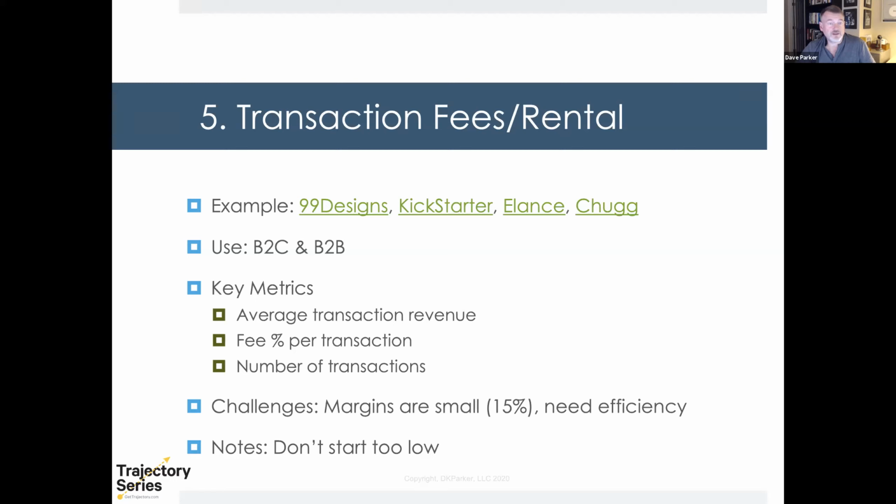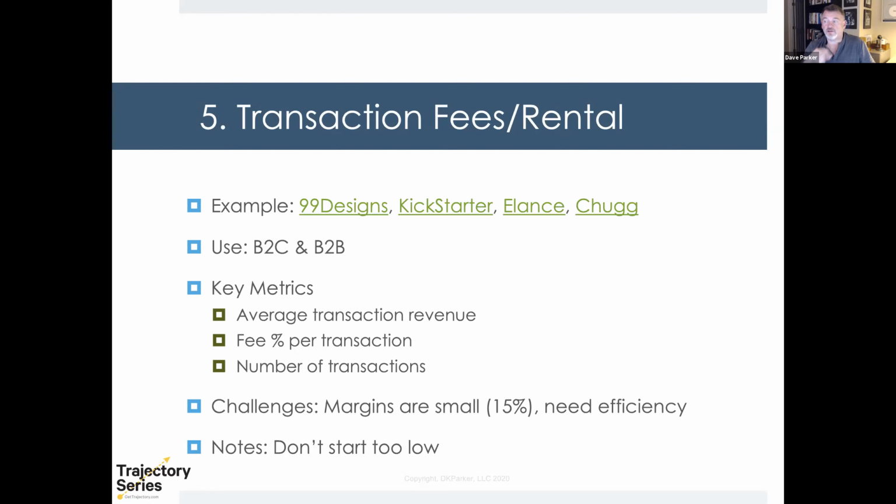So know that that's the transaction fee business. I've also listed 99 Designs and Kickstarter. Kickstarter is a great example. These are on the marketplace side, but in the case of Kickstarter, they're not actually selling the product, right? They're just taking a transaction fee on that actual transaction, okay? So this one works both B2B and B2C.